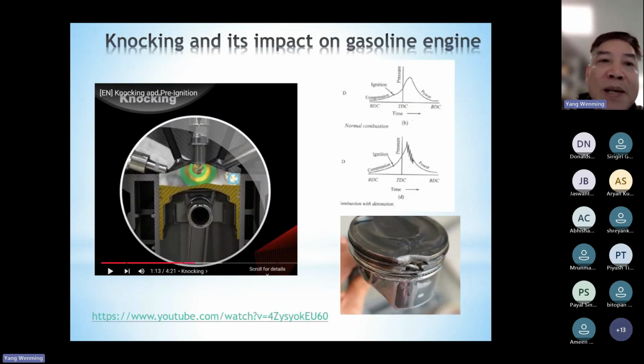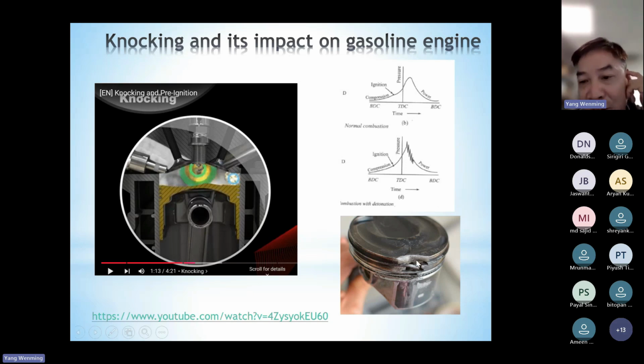Okay, the next one I want to introduce is knocking and its impact on gasoline engines. Here we show you the in-cylinder pressure versus time, or crank angle. You can see this one is a normal combustion process, and this one is an abnormal combustion process with detonation. With detonation, the pressure in the cylinder will fluctuate, and this fluctuation will produce a lot of noise and can seriously destroy the piston and the engine.